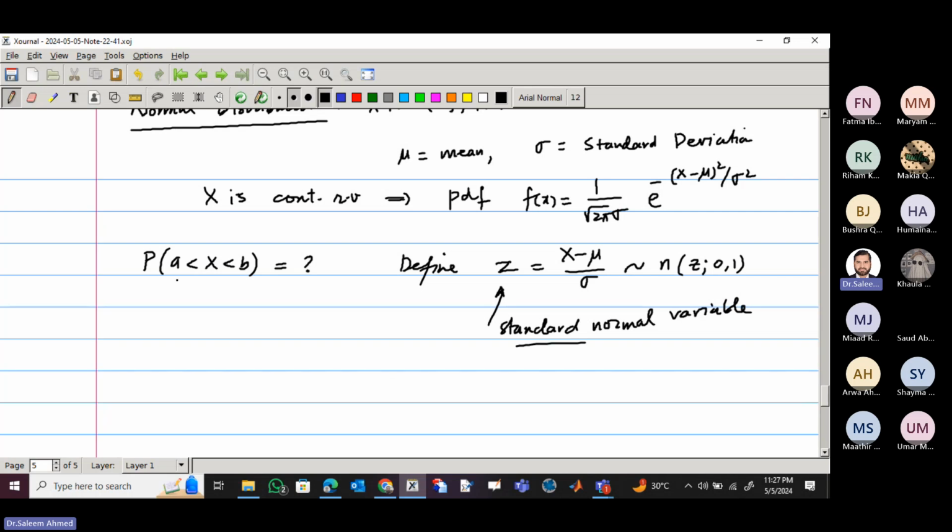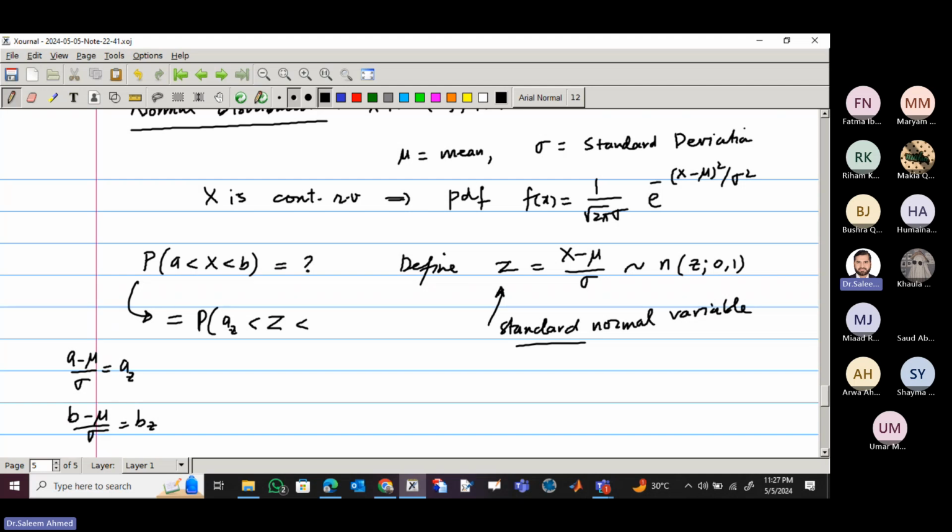So what we do is change X to Z. Whatever is given, we change X to Z. And how do we change it? We find the value of A in Z. We replace A in Z: A minus mu divided by sigma, right? This will become the value of A in Z. And then B minus mu divided by sigma gives me the value of B in Z. So whatever you write, A, B, A_Z, B_Z, these will be new numbers, right?